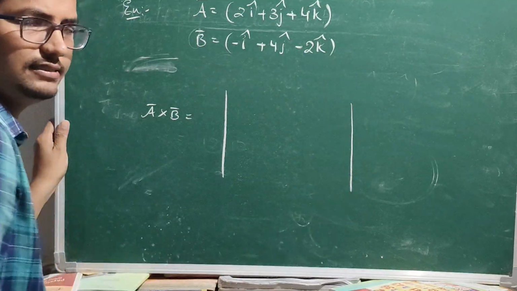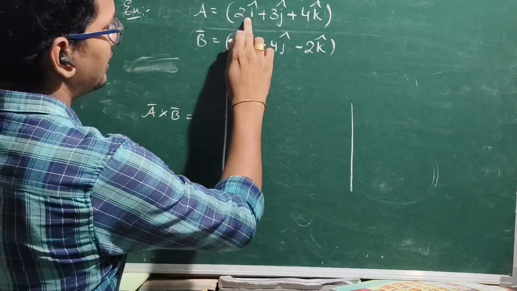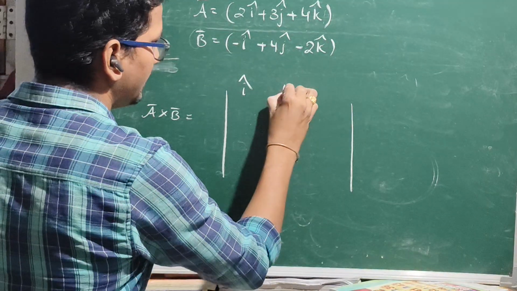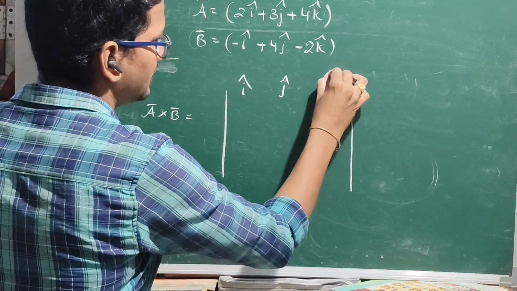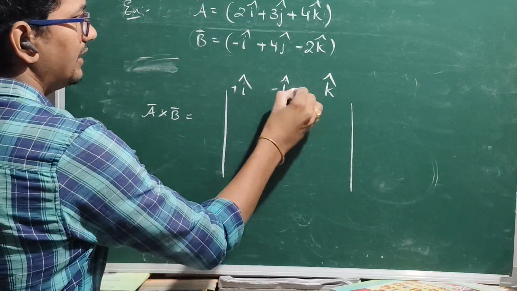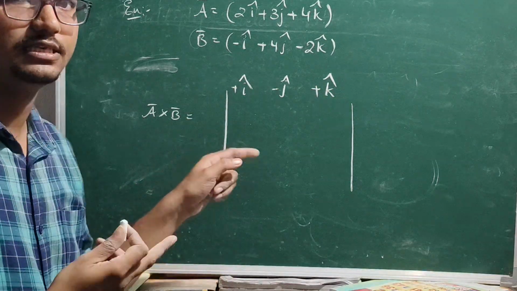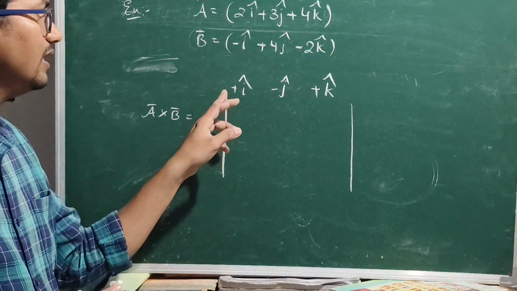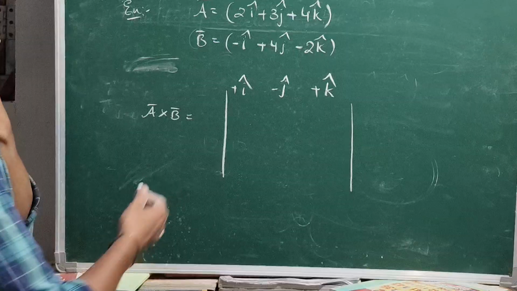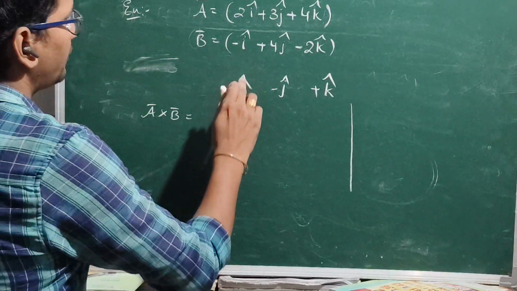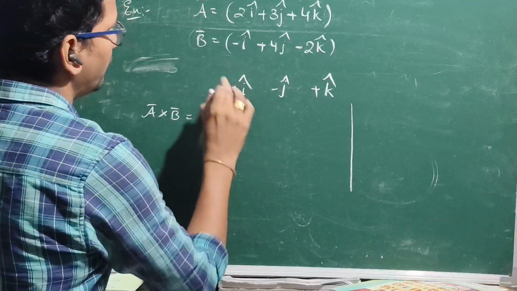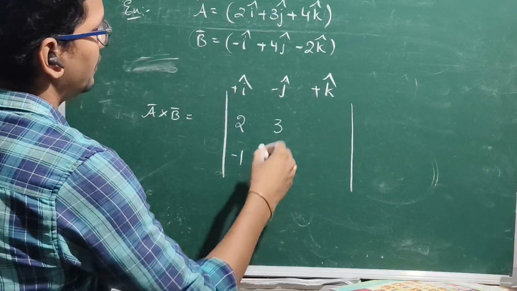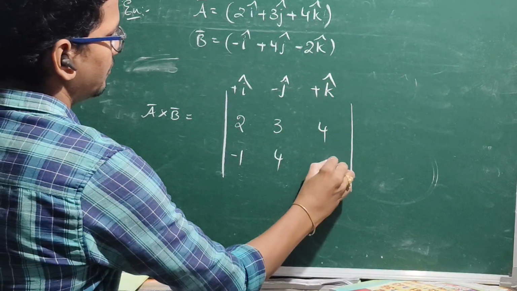We can draw two parallel lines and give some space. What are the quantities there? i cap, j cap, k cap. First one i cap, next one j cap, next one k cap. See, plus minus plus. This is the matrix form you can learn in mathematics classes. That's a symbolic representation, alternate plus minus will be there. So plus minus plus. From this we want to find here. First of all, for i cap: A is 2, B is minus 1. For j cap: 3 and 4. For k cap: 4 and minus 2.